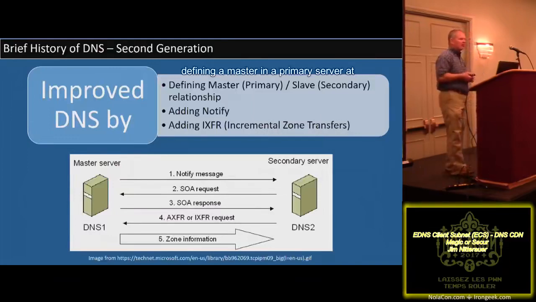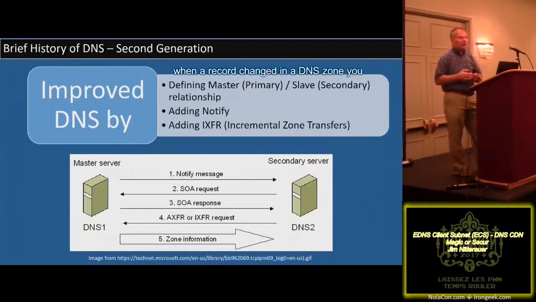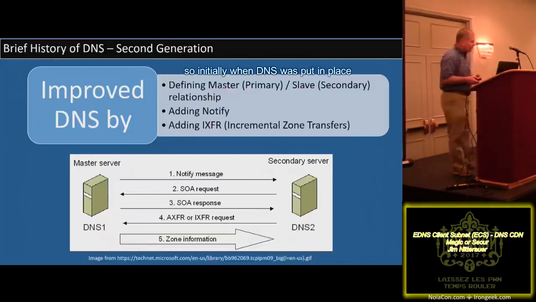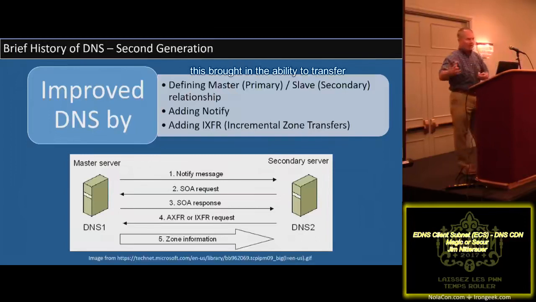Second generation DNS was improved by defining a master and a primary server, at least one master and several slave servers for DNS. It added the notify, so when a record changed in a DNS zone, you could notify the downstream host. And it added zone transfers, okay? So initially when DNS was put in place, if you changed one record in a zone that you hosted on your DNS server and you were part of the DNS chain, you had to transfer all your zones to the next neighbor. Everybody had to transfer all the zones.